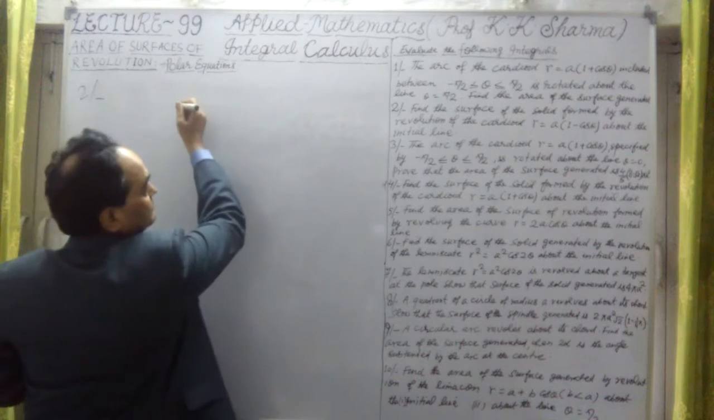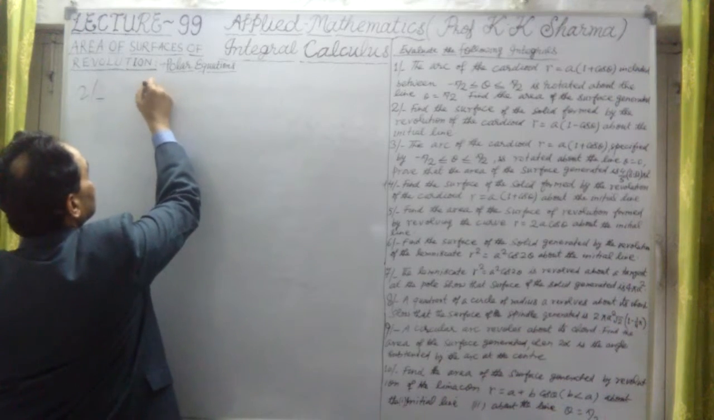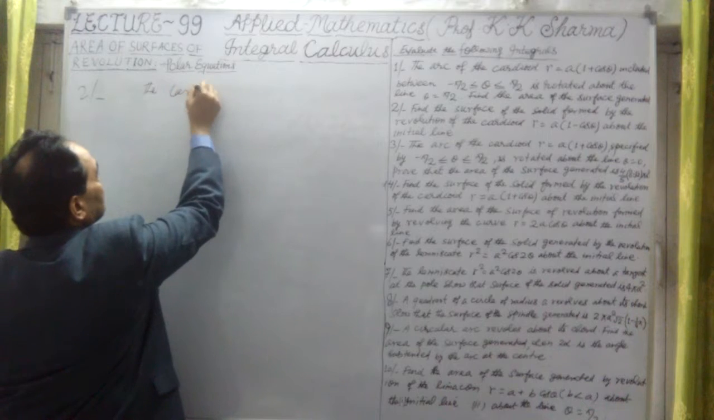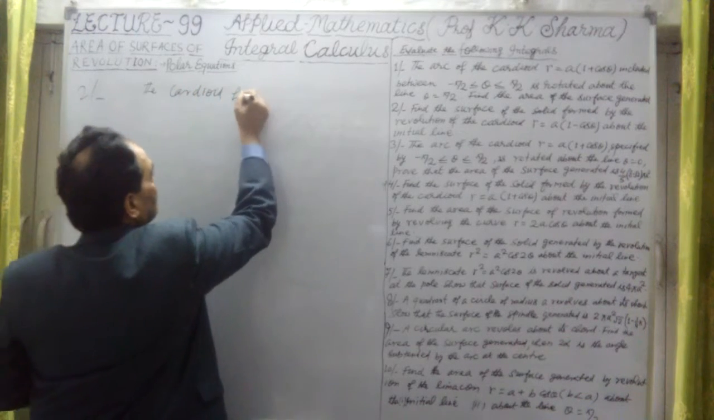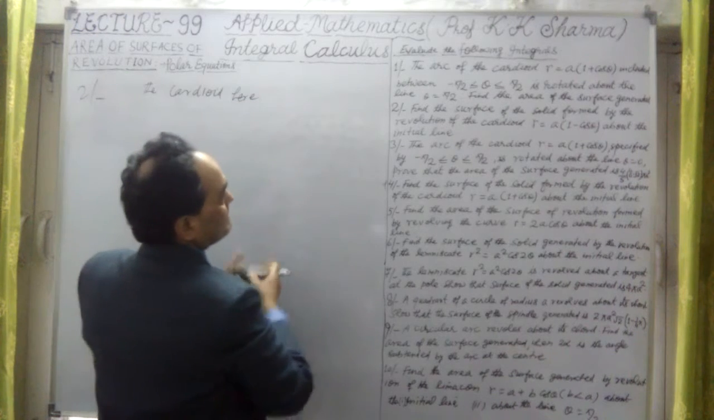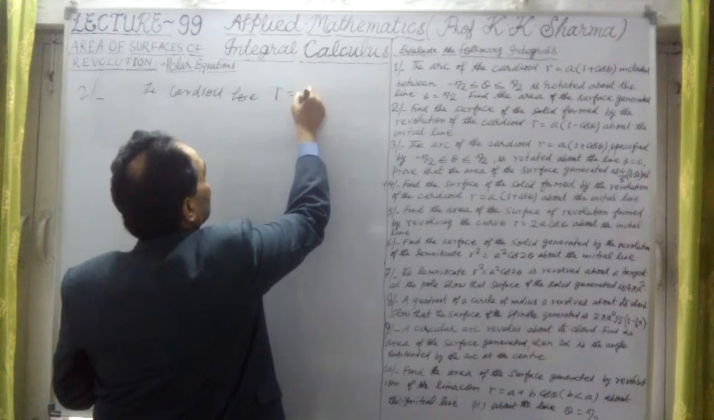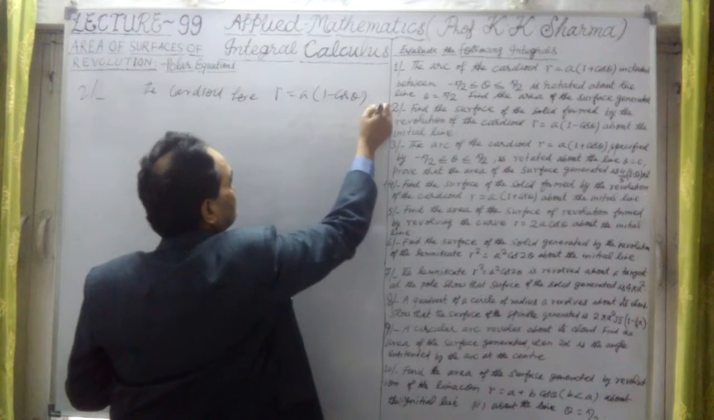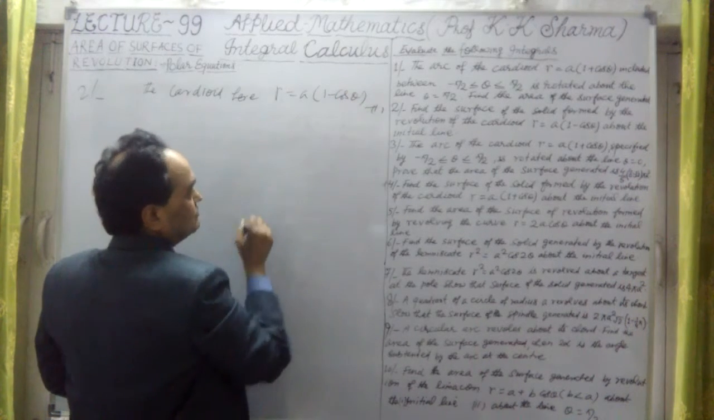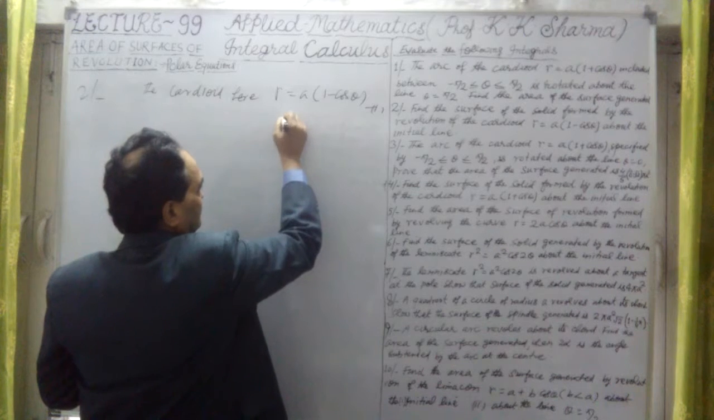So here we are given the curve, the cardioid r is equal to a into 1 minus cos theta. This is the first one. Now the curve is of what kind? Let me just draw that.